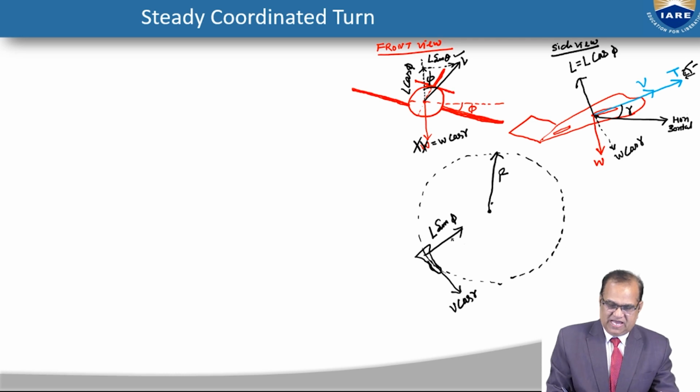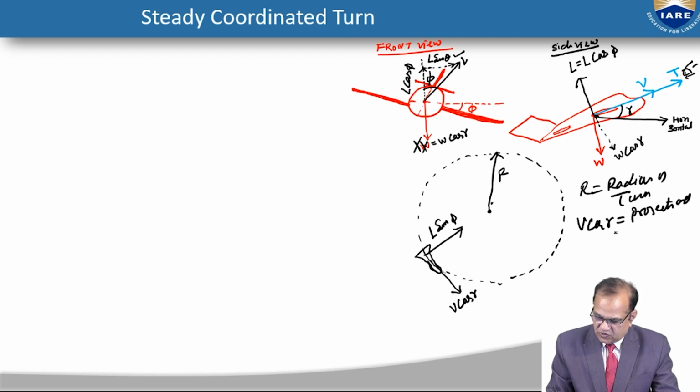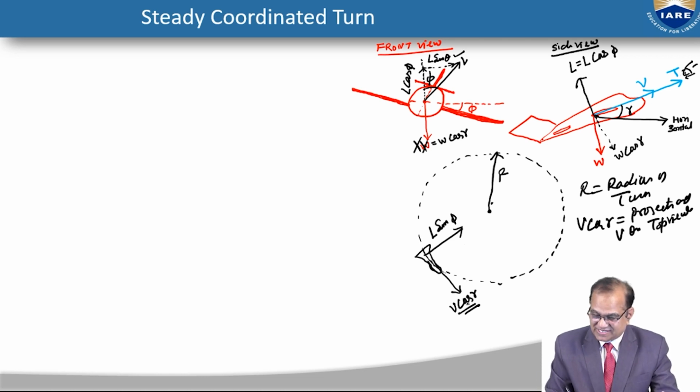So I think I have done all the things here. R is equal to the radius of turn. Here V cos gamma is a projection of V on the top view. V cos gamma is the projection on the top view. You will get V, and from this V, you will get V cos gamma here.